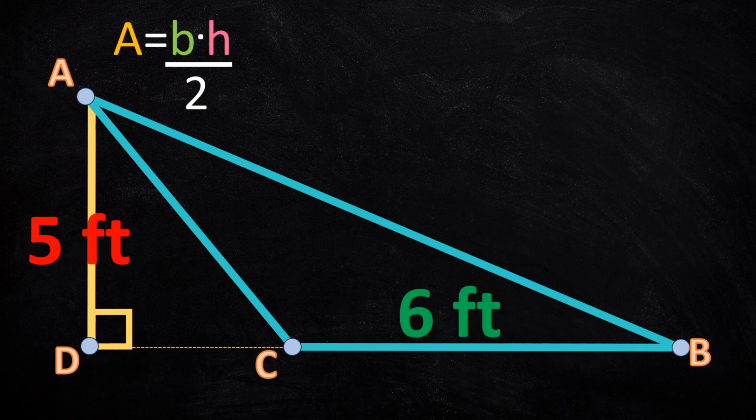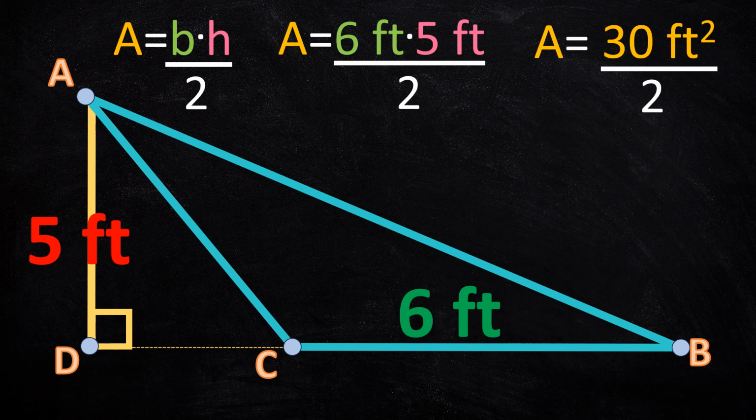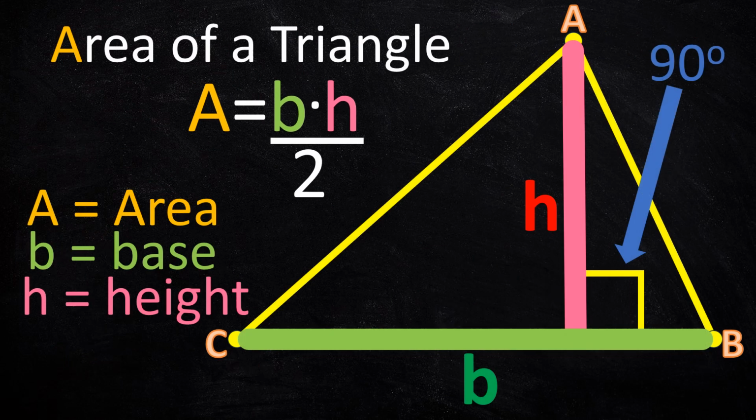Now let us see the numerical values for the base and the height. The base is 6 feet and the height is 5 feet. We put these values in the formula. 6 feet times 5 feet is 30 square feet. 30 square feet divided by 2 is 15 square feet, so the area of the triangle is 15 square feet. This is how you can calculate the area of a triangle given its base and height.